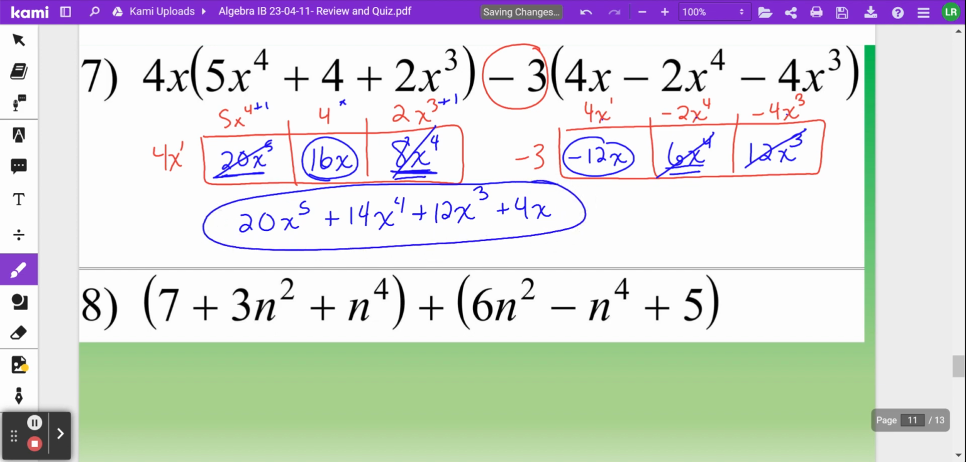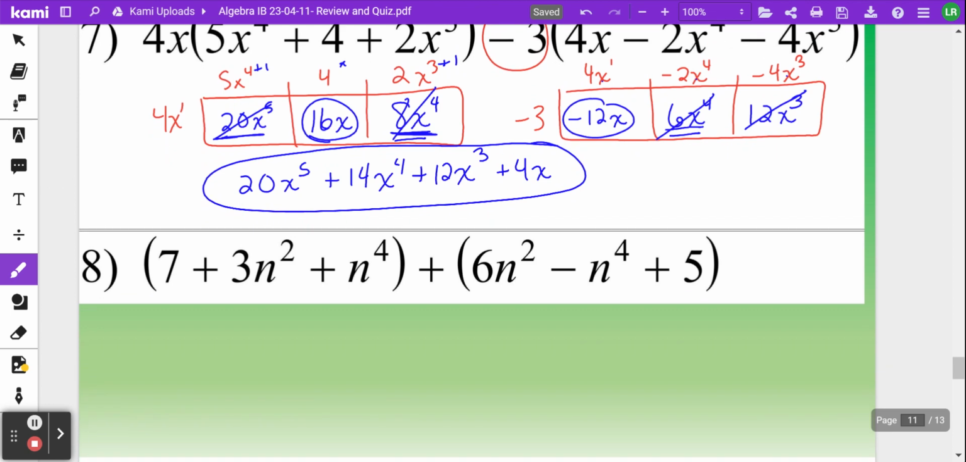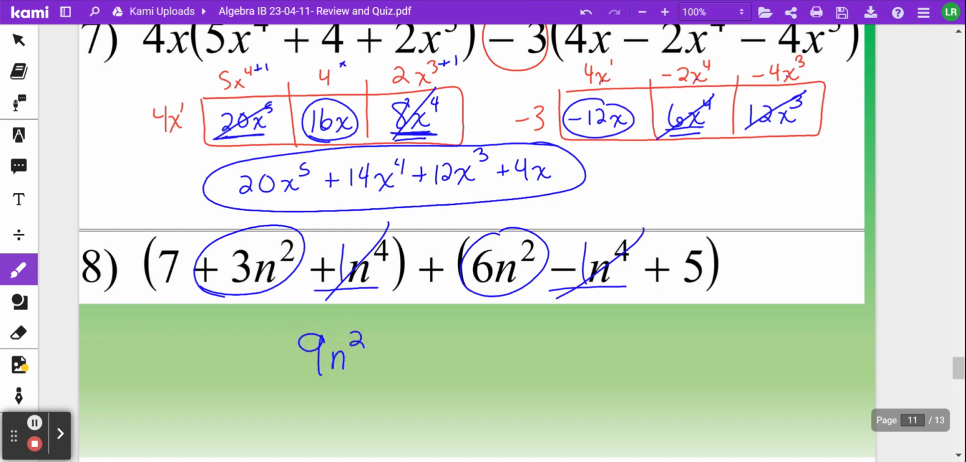For number 8, you do not have to distribute. You just got to add up the like terms. So I'm going to start off with my n to the fourth. 1 and -1, that's 0. Those are gone. Okay. Then my n squareds. 3 and 6, that is 9. And finally, my constants, 7 plus 5. That would be 12. And there's my answer.